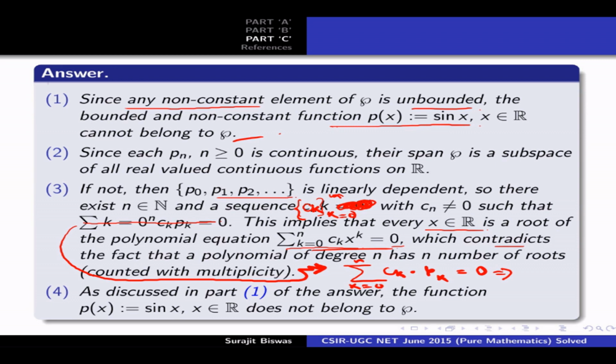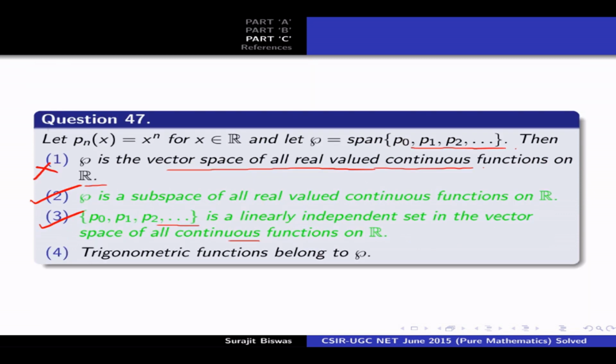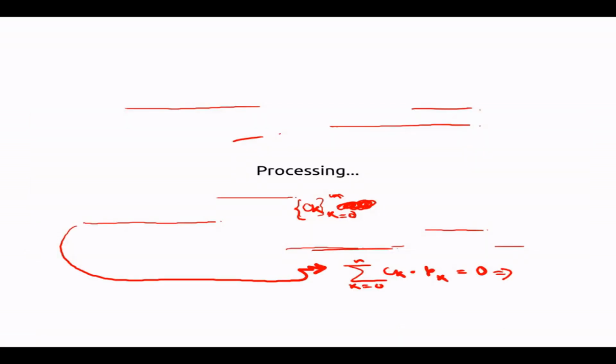So therefore we are getting a contradiction, and thus the assumption is not correct. That means that P0, P1, P2, ... is a linearly independent set in the vector space of all continuous functions. So option 3 is correct. And option 4, trigonometric function belongs to S, is not true because we have shown that sine, being a bounded function, cannot belong in P. So option 4 is not correct.